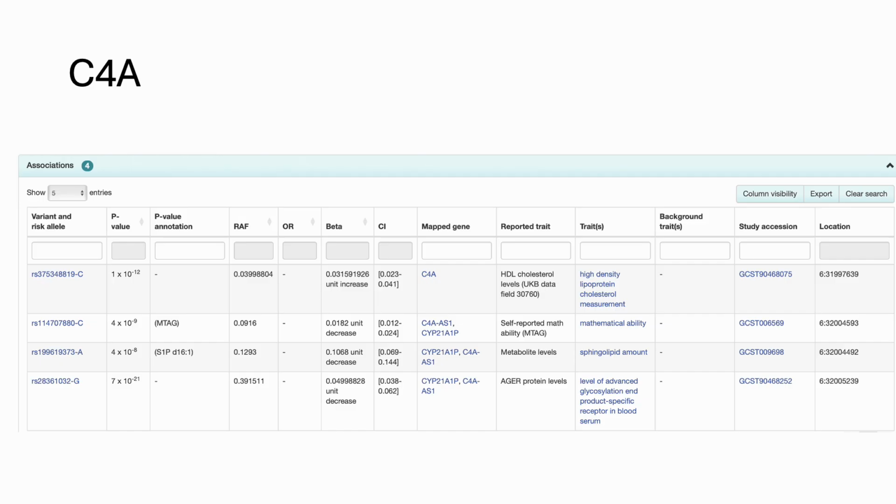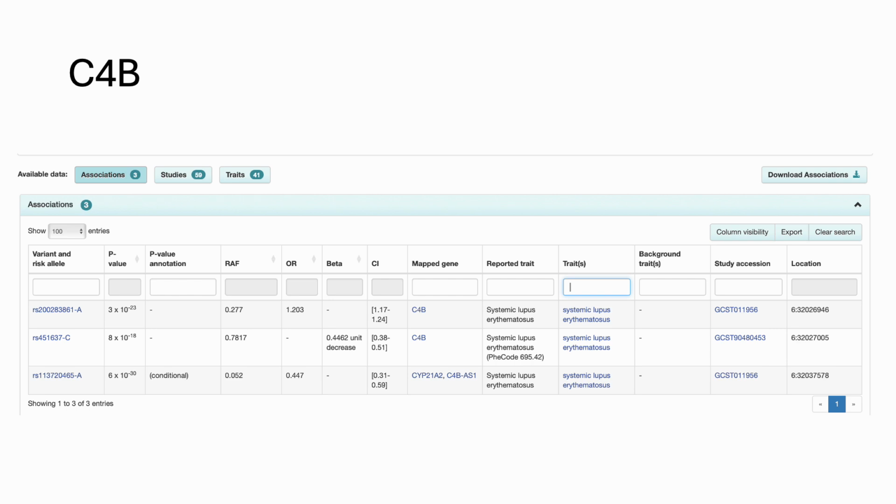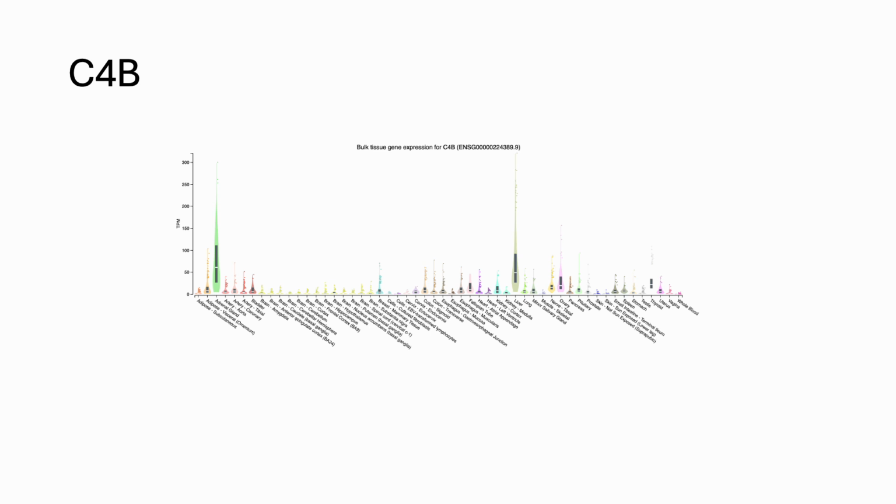To validate polymorphisms, the GWAS catalog and the GTEX portal were used. In C4A and the GWAS catalog, there were 4 associated variants identified, all with different traits. The C4A bulk tissue gene expression showed high expression in the liver, ovary, and adrenal gland. In C4B, the polymorphism showed 3 hits, all significant to SLE. C4B also has the highest expression in the adrenal gland. In lupus, the most significant organs are thyroid, parathyroid, thymus, pituitary, adrenals, pancreas, ovaries, and pineal gland. This explains why the results also show expression in these tracts.